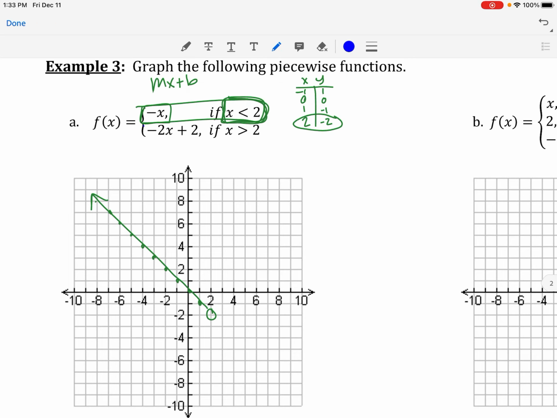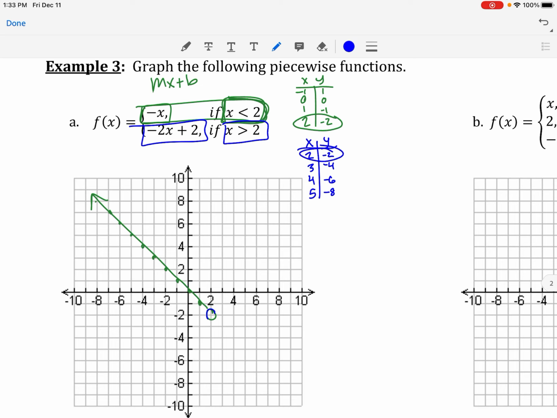And then at the same time, you can plug this equation into your calculator and look at the x values that are greater than 2. So when I look at this t-chart, I start at 2. It's still going to be an open circle, but then I look at the ones that are greater than that. So plug it in. So this is going to be -2, -4, -6, -8 looks like. Okay, so again, open circle right on that boundary line.